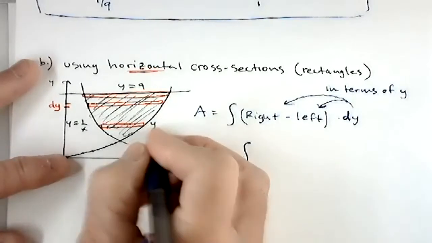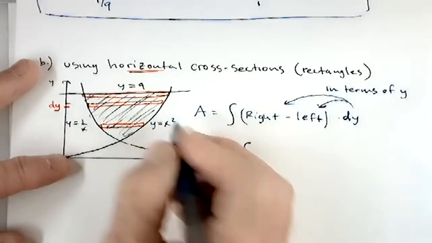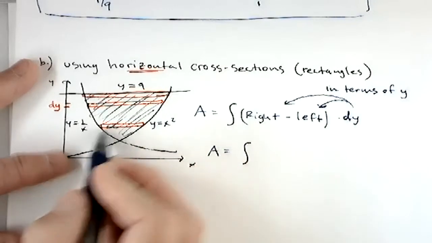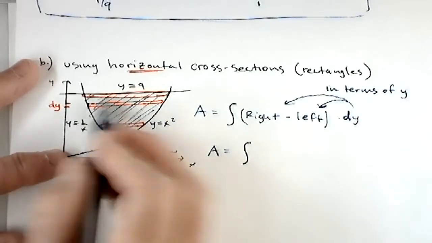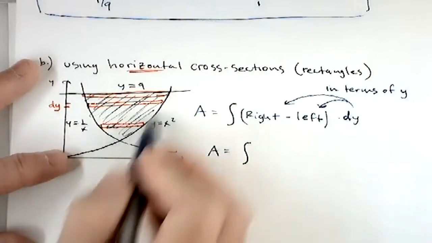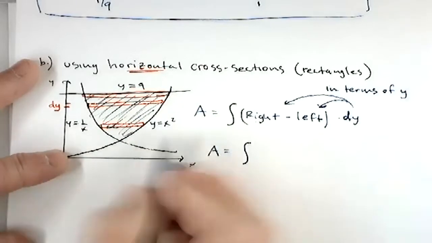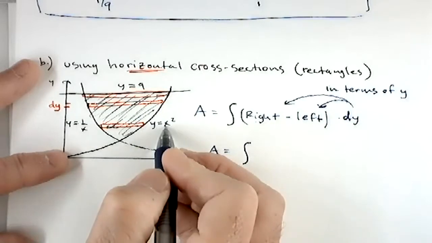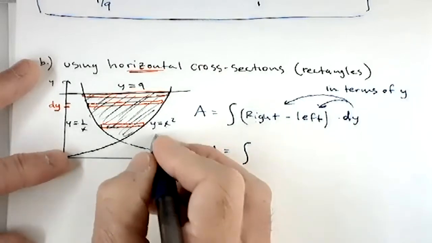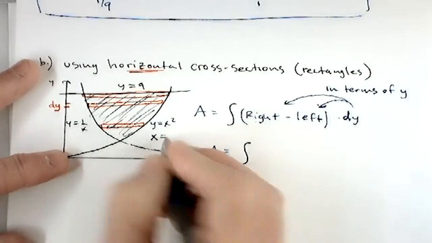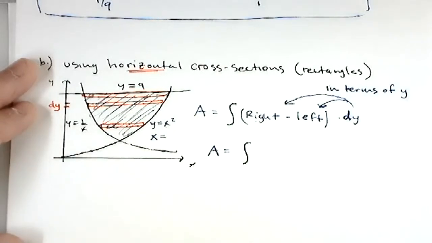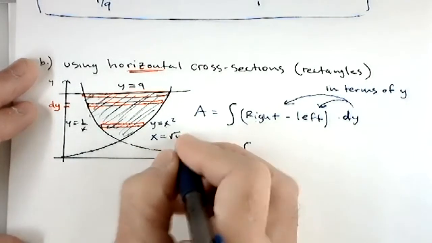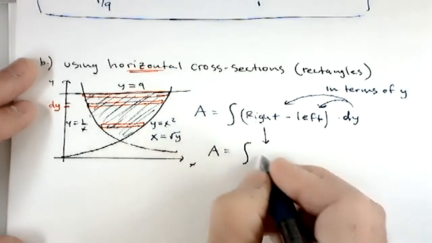Remember, this equation was y equals x squared. And I know that every rectangle I draw in here is going to hit y equals x squared on the right side. But what is y equals x squared if I write it in terms of y? That just means solve for x. That would be x equals root y, my right function.